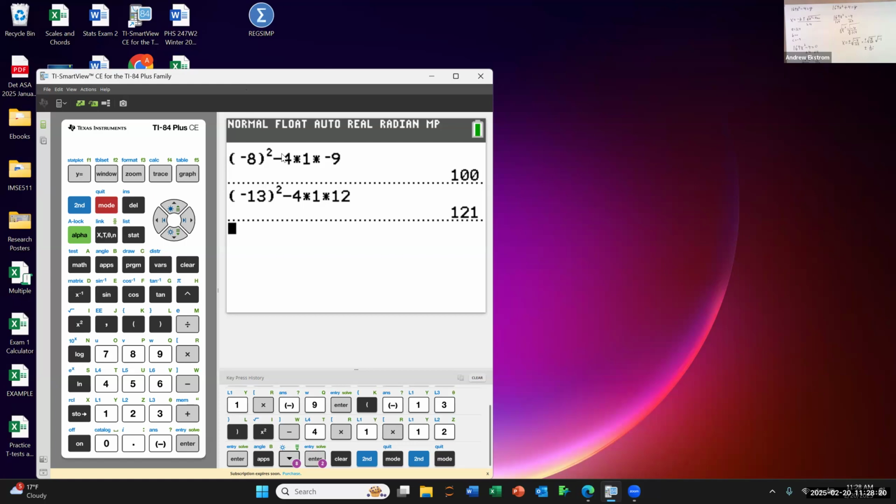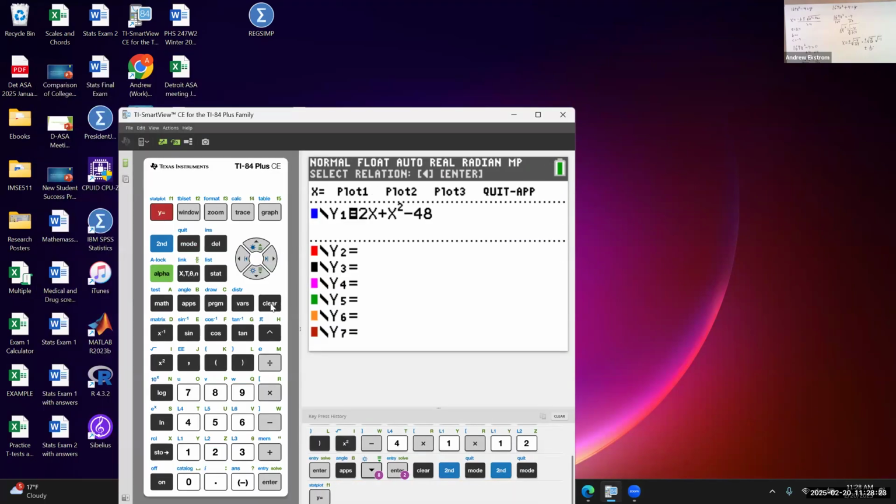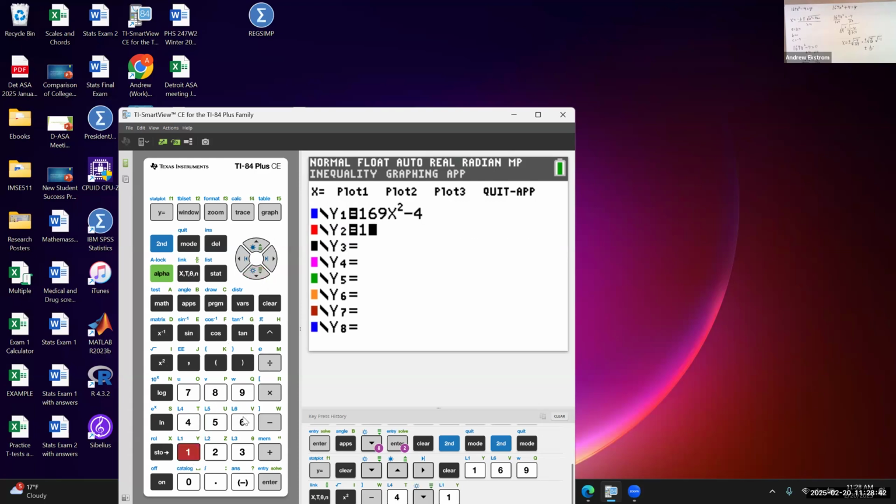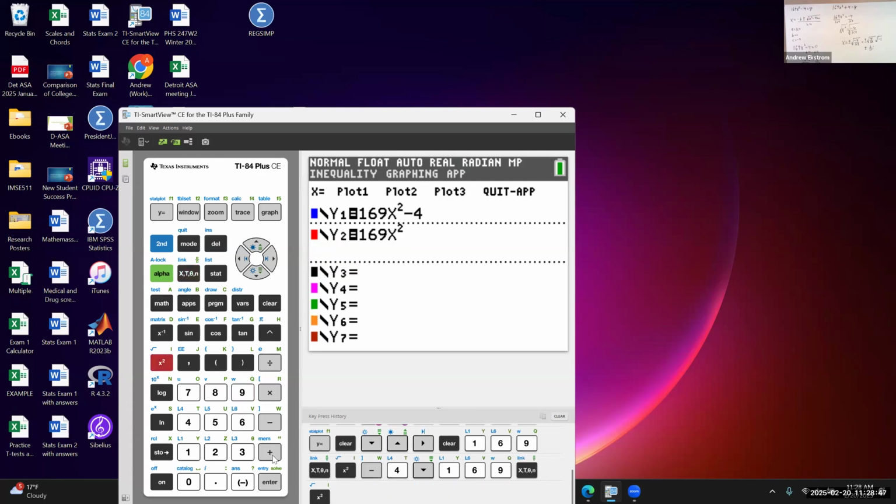So we can see the two equations. I'm going to clear this one out. So 169 x squared minus 4. And then graph this one, 169 x squared plus 4. So the blue is the original equation we had. The red one is the new equation that we are going to have when we graph these.